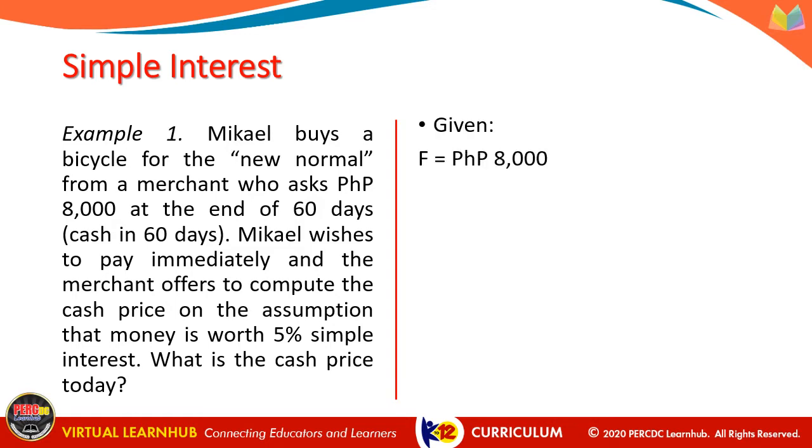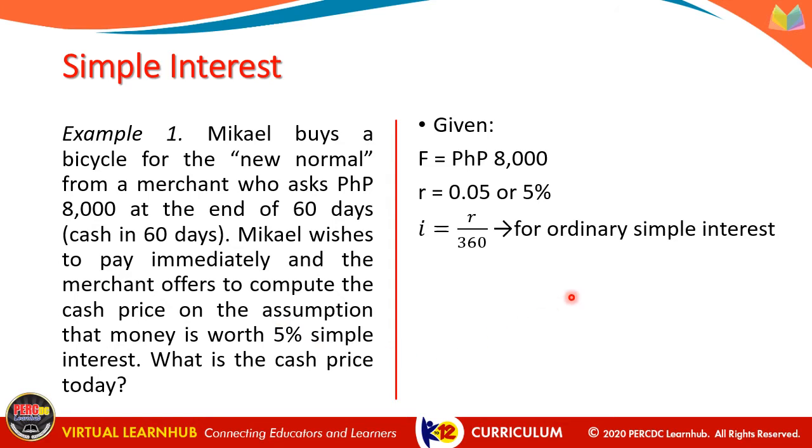The given are future value F, 8,000 pesos, nominal rate R, 0.05 or 5%. Our interest rate per period is R over 360. This is for ordinary simple interest. Remember that for ordinary simple interest, we use 1 banker's year, which is 360 days. It's written here 5% simple interest.